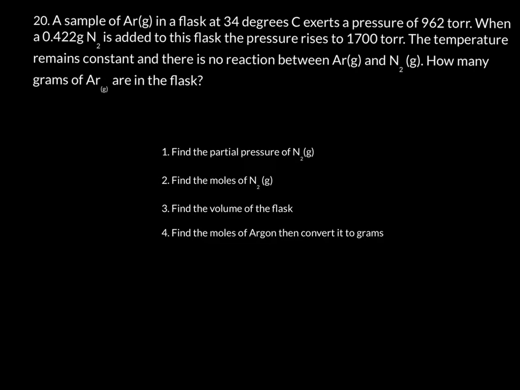Today we'll be finding how many grams of argon are present in this flask. And we're going to do it in 4 easy steps. First, we're going to find the partial pressure for nitrogen. And then we'll find the moles of nitrogen. Right after that, we're going to find the volume of the flask, so that in step 4, we can figure out how many moles of argon there are and then convert those into grams.